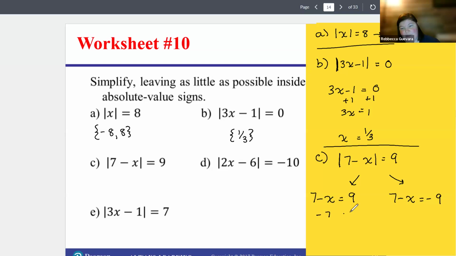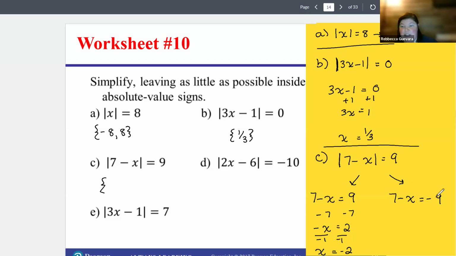So subtract 7 from both sides. I have negative x is equal to 2. If I divide both sides by negative 1, I'll switch the sign and I get x is equal to negative 2. So that is one solution. Oh, wait, actually, I can put these in order. Same thing with the other side.